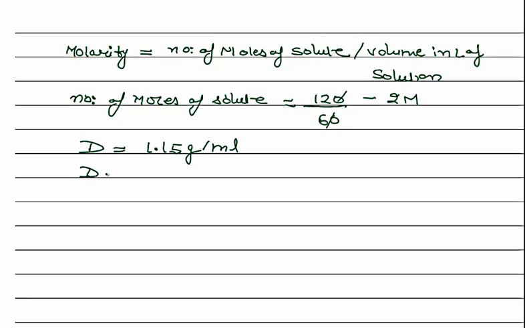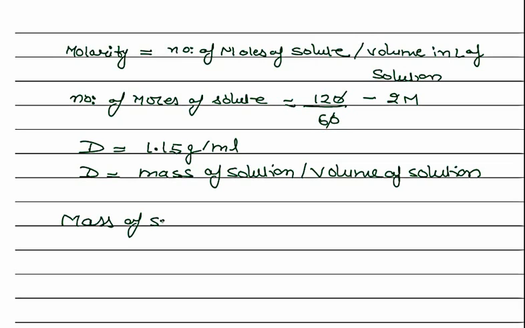Now what is density equal to? Density is equal to mass of solution divided by volume of solution, right? Now what is the mass of solution given over here? What is the mass of solute? It's 120 plus mass of solvent, it's 1000 grams. So what will be the mass of solution? It will be 1120 grams.